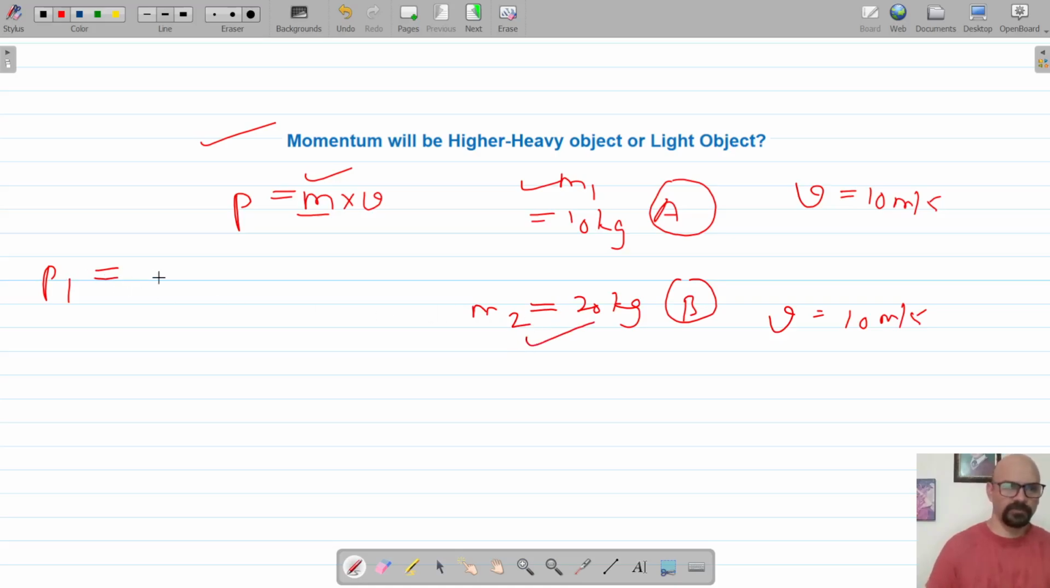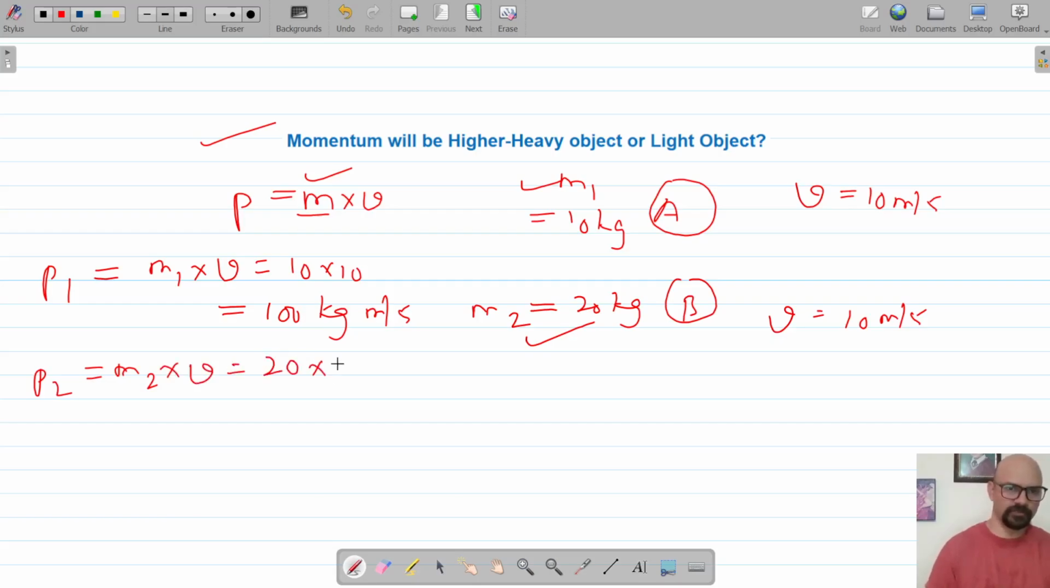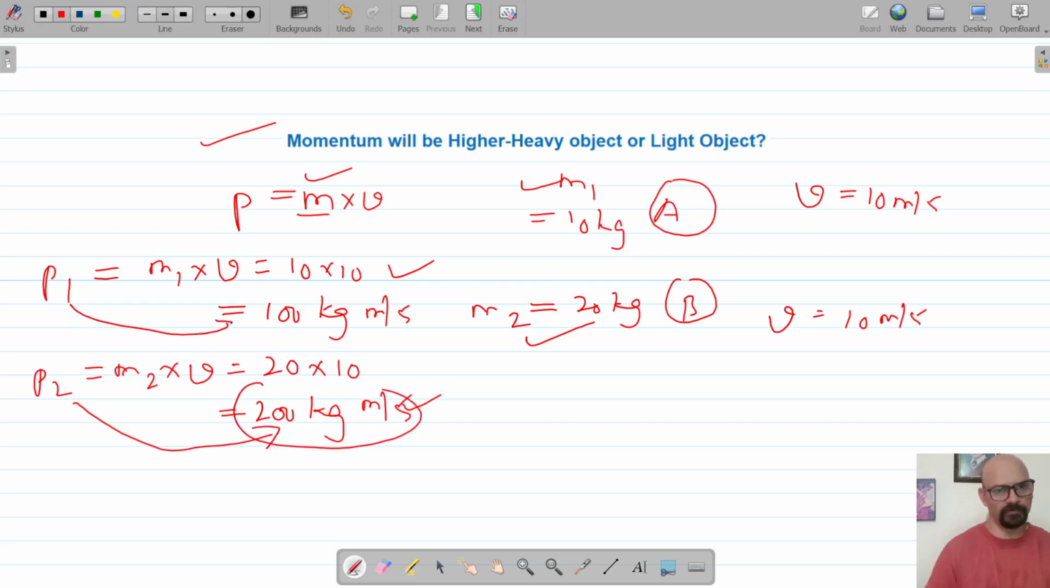B is heavier, so momentum of object A would be m1 into v. Velocity is same, so let's consider it as v, which is equal to 10 into 10, that would be equal to 100 kg meter per second. Now let's calculate the momentum of the second object, which is m2 into v. Mass of the second object is 20, velocity is same, which gives us 200 kg meter per second. Do remember to put in the SI units. Okay, so the momentum of the heavier object is more as compared to the momentum of the lighter object.